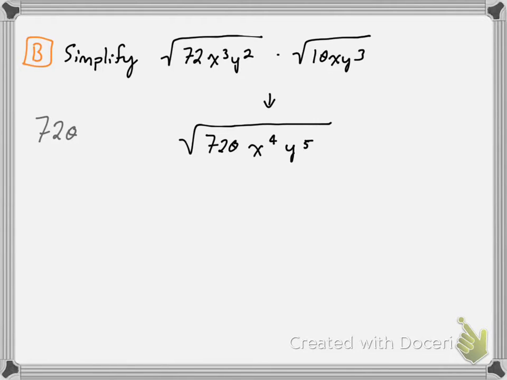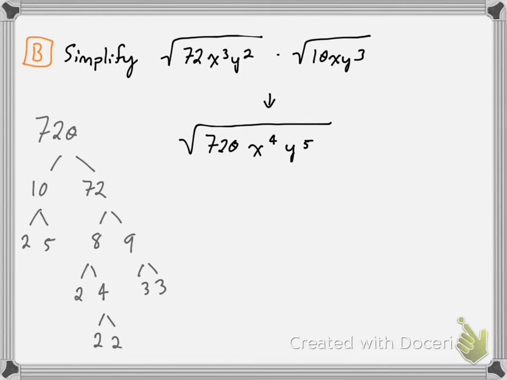I'm just going to go ahead and show how you can do this even for a square root. For 720, I'm going to break it down, and keep breaking it down again until I'm left with all prime numbers. So I can rewrite 720 as 2 to the 4th times 3 squared times 5.